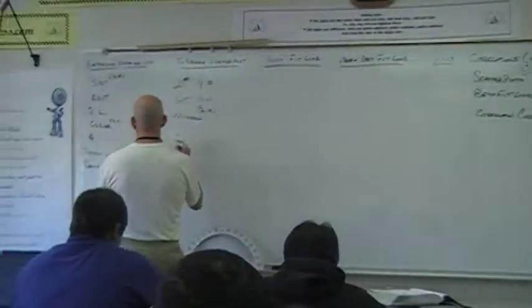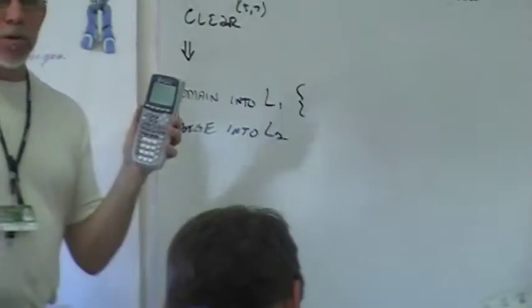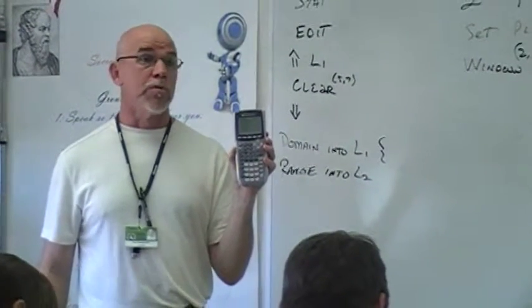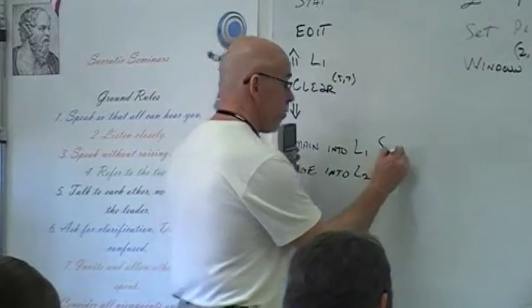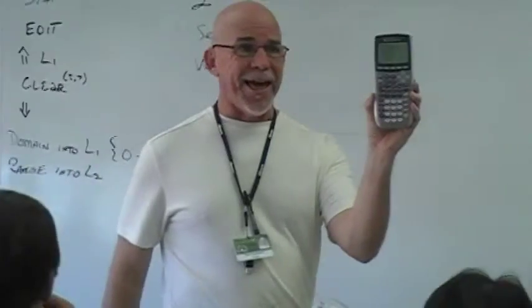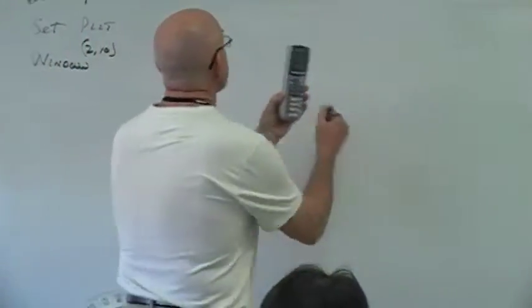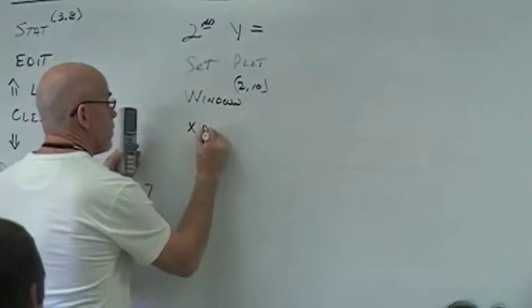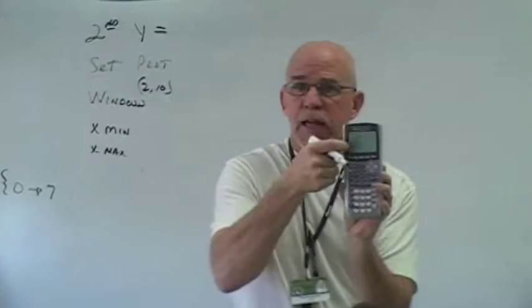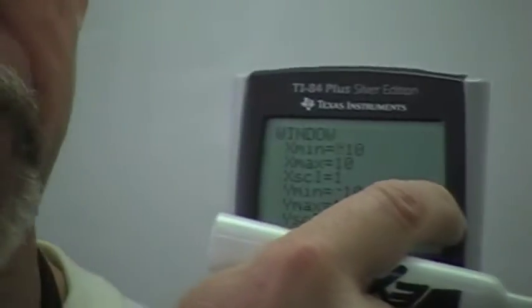Let's talk about the domain of this L1. What was the domain of your numbers you put into L1? What was the smallest number? 0. And then where did it go to? 7. So now that you're looking at your window, that's your X-min, X-max. 0, 7. The X-minimum is the left part of your window. X's go left and right, horizontal. That's the left part of your window. The X-max is the right part of your window.